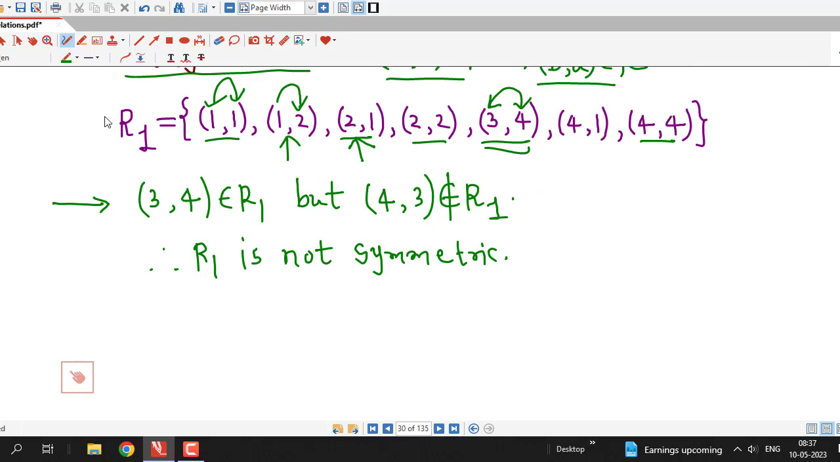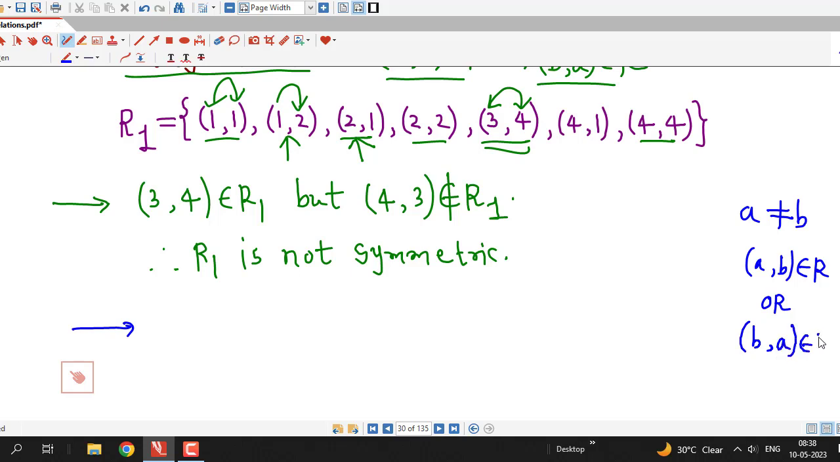Now we check for antisymmetry. For antisymmetry, we have to check that if A and B are different, then (A, B) and (B, A) both cannot be in our relation. So either (A, B) belongs to R or (B, A) belongs to R. Here also there is no problem if these two components are the same, so we don't have to check for these three components.